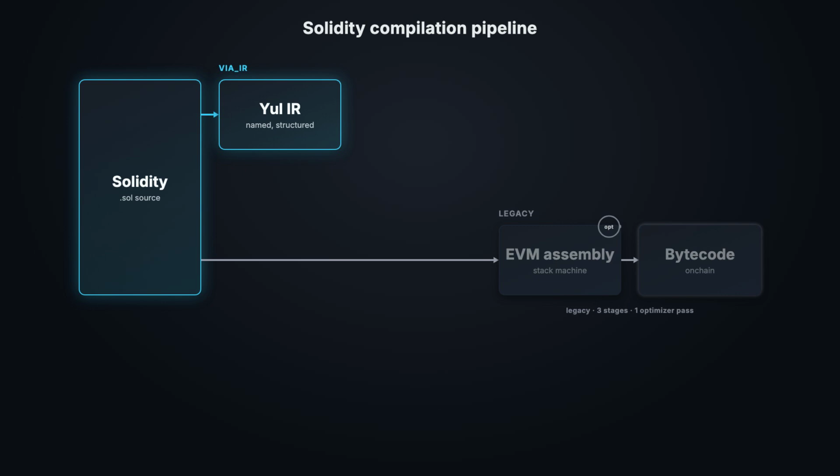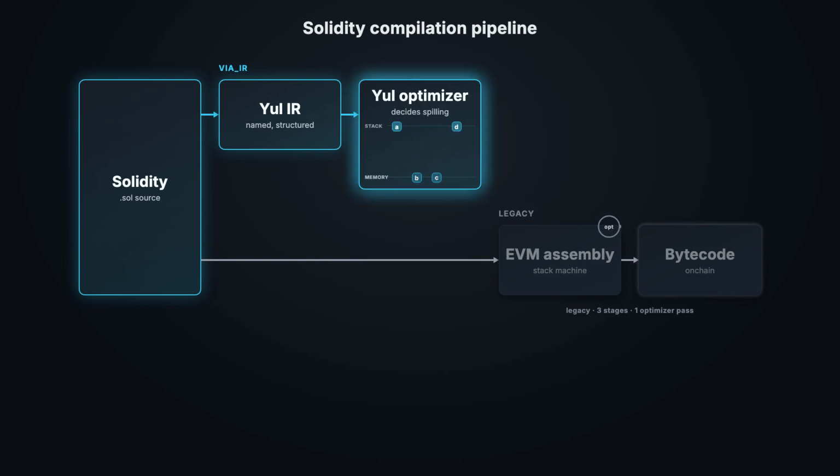Stage 3 is the Yul optimizer, a second optimizer that runs over the Yul before any of it gets turned into assembly. And this is where the stack too deep relief actually comes from. Because Yul still has named variables and structured control flow, the optimizer can make a real decision about which variables to leave on the stack and which to spill into memory. The legacy pipeline could not do that. By the time it saw your code, it had already been flattened into assembly, where the only addressing mode for a local variable is push it onto the stack.